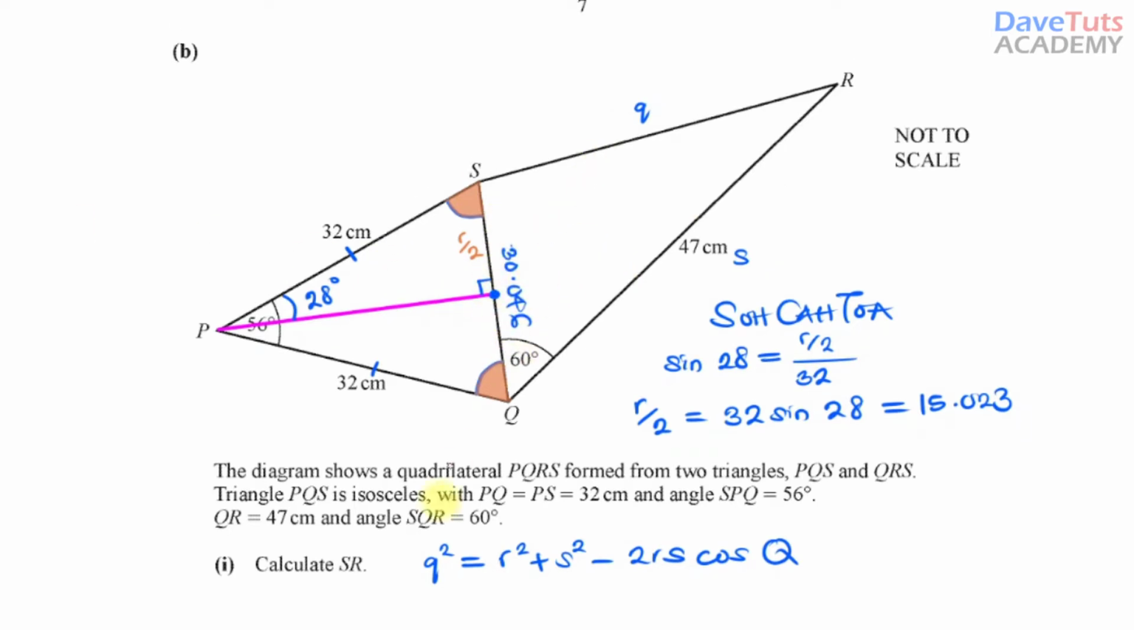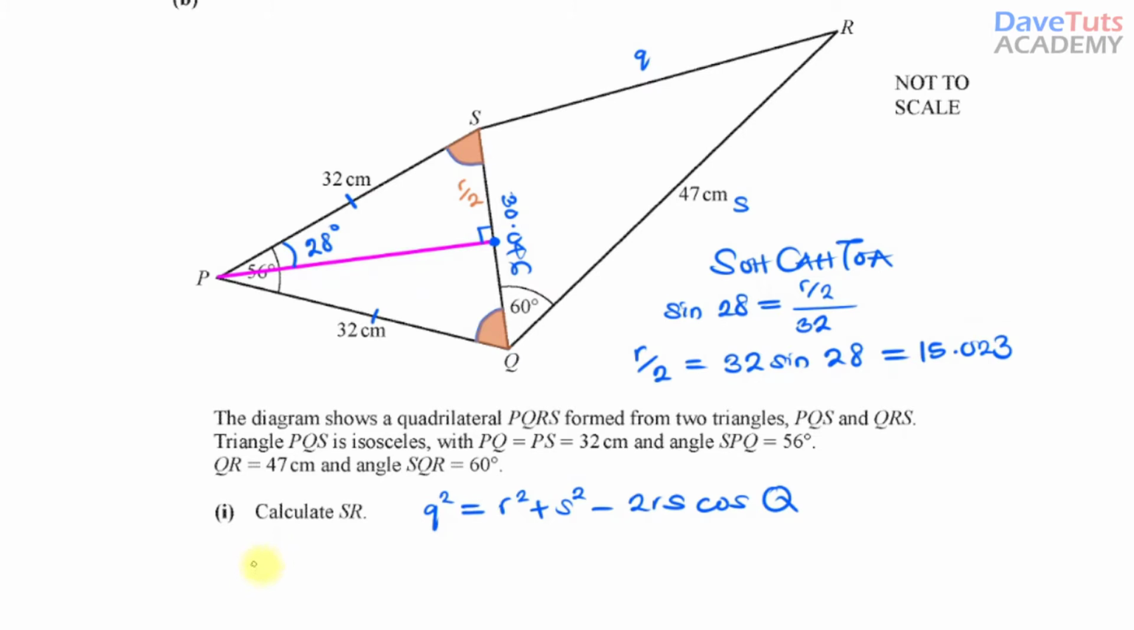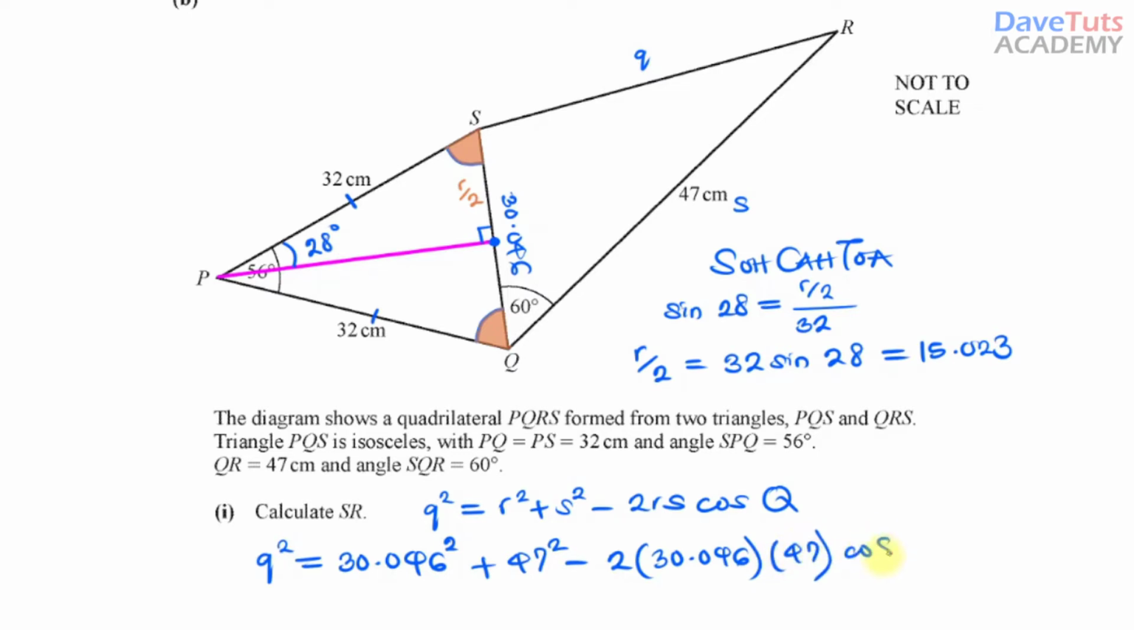Having this now, I can go ahead and solve for SR, which is Q, to say that with all the parameters that I have, Q square is equal to, what's the value for R? That is 30.046 raised to power 2 plus S square, that is 47 raised to power 2, minus 2 times RS, 2 times 30.046 multiplied by S, that is 47, then multiplied by the cosine of angle Q, which is 60, cos 60. Okay, that cos 60 will be half.